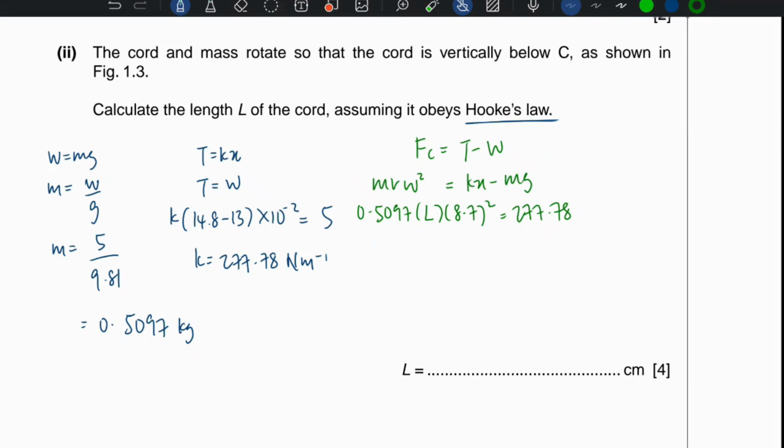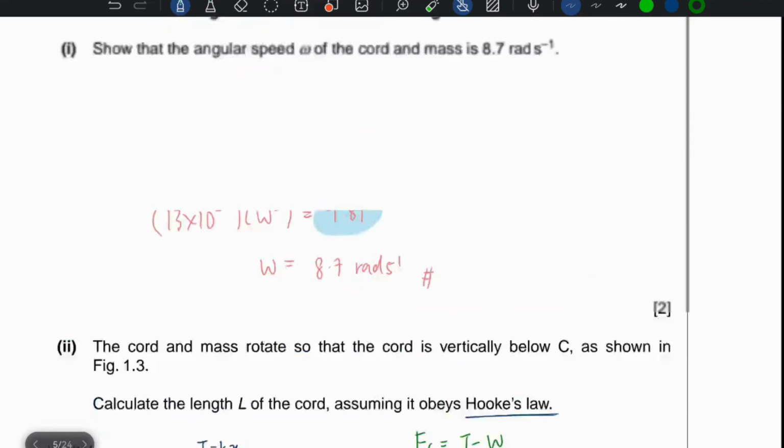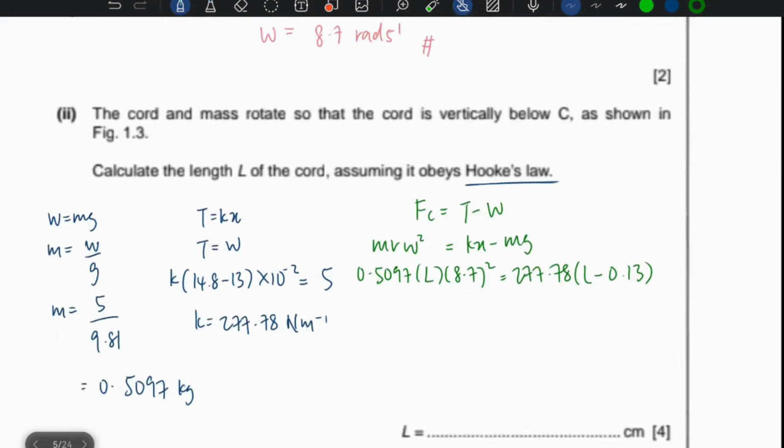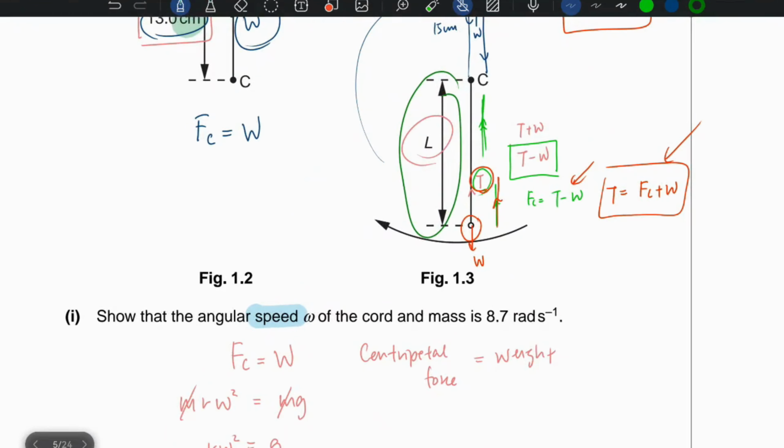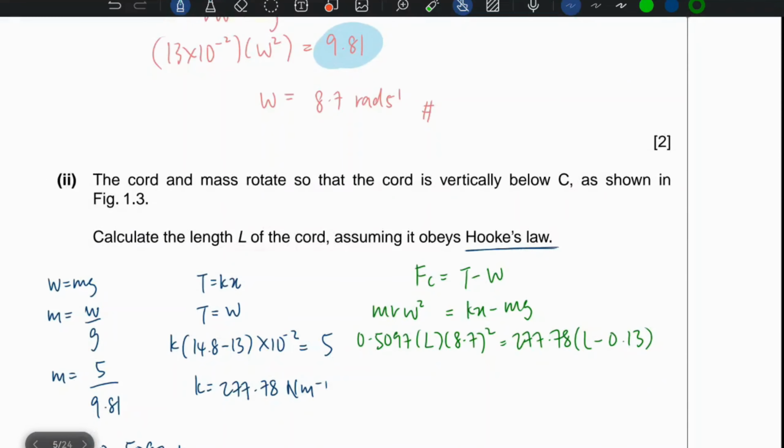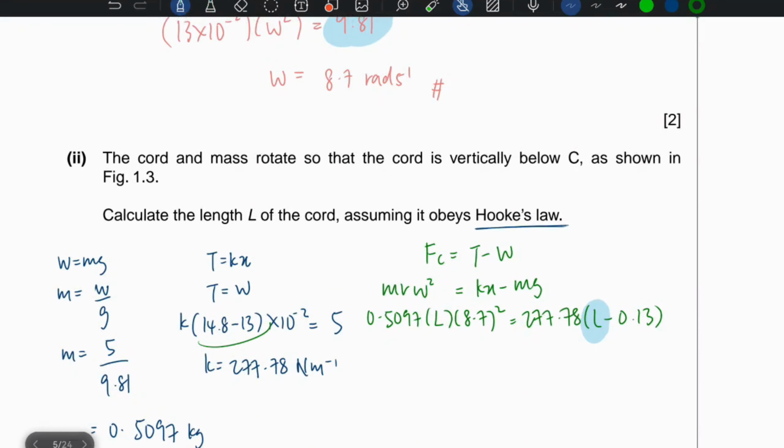K, then X. Your X would be length L minus 0.13. Why? Because this is your extended length, right? You want to find your extension for this particular scenario, which is for figure 1.3. Your L here is your extended length. Original length is 13 cm. I just straight away convert it to meter, 0.13. Don't go and put this inside here. No, it's two different things.